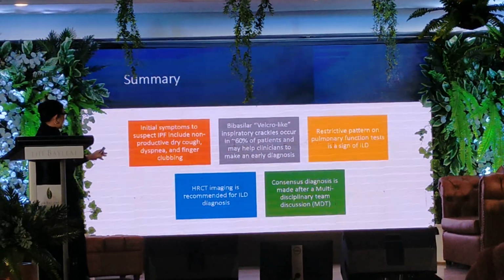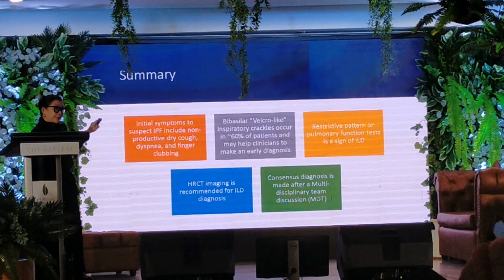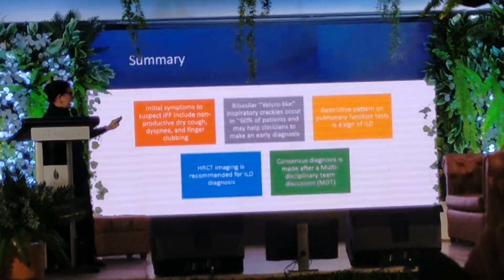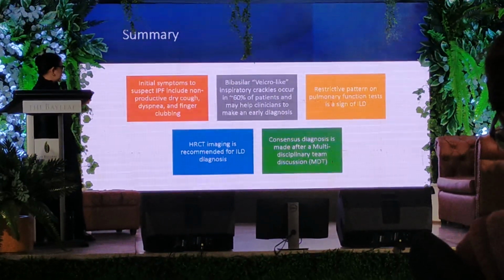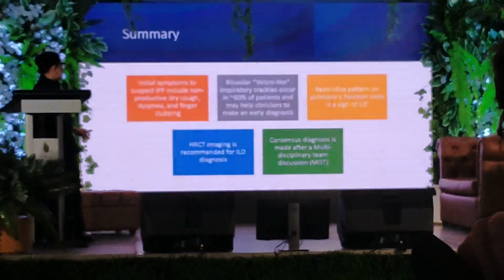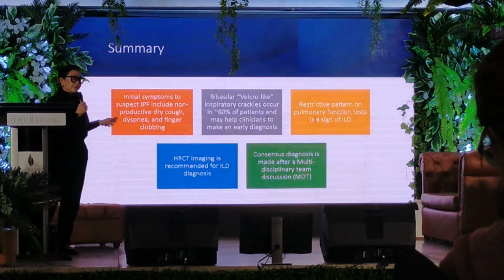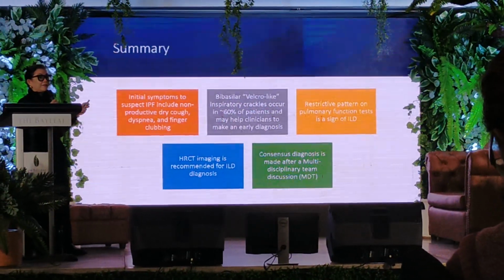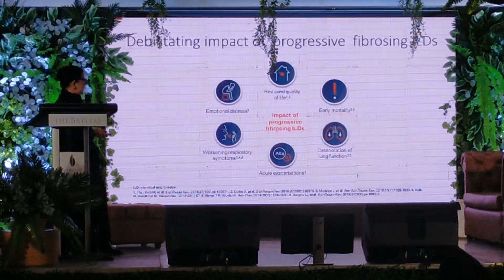So that's how we diagnose: symptoms of cough, progressive shortness of breath, Velcro-like crackles on physical exam, restrictive pattern on lung function testing, a CT scan imaging that will point in the direction of interstitial lung disease, wrapped up by a consensus diagnosis with a multidisciplinary team.